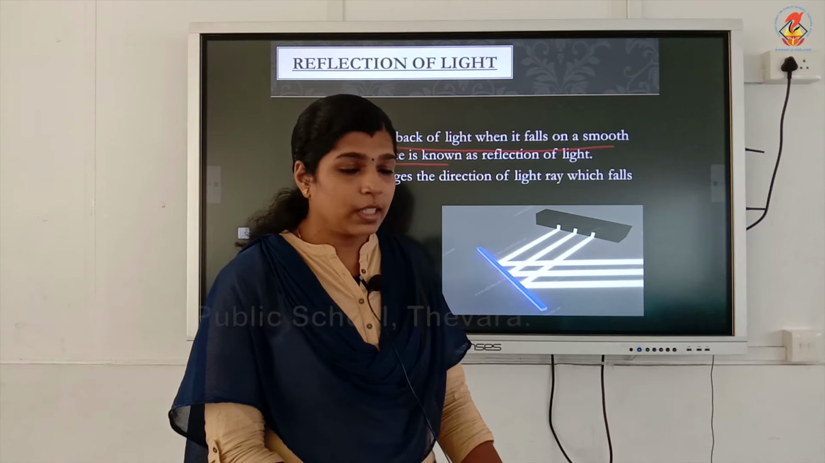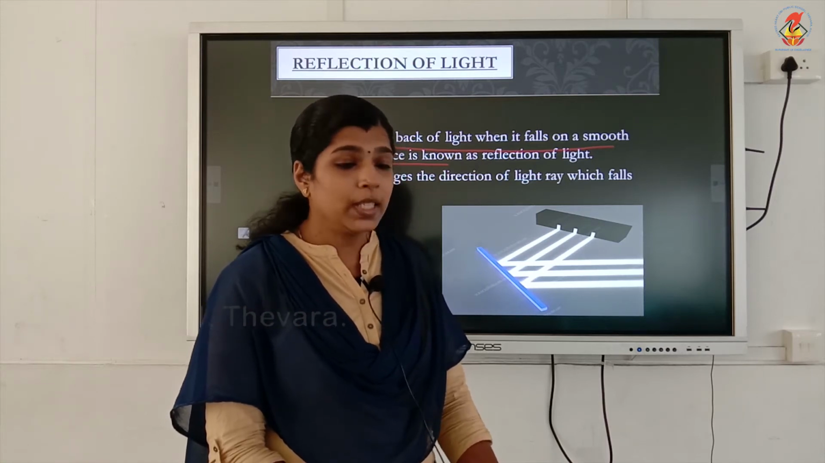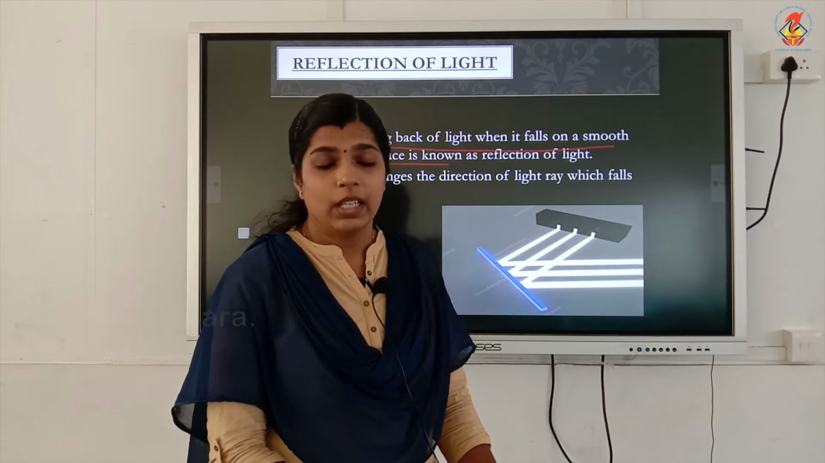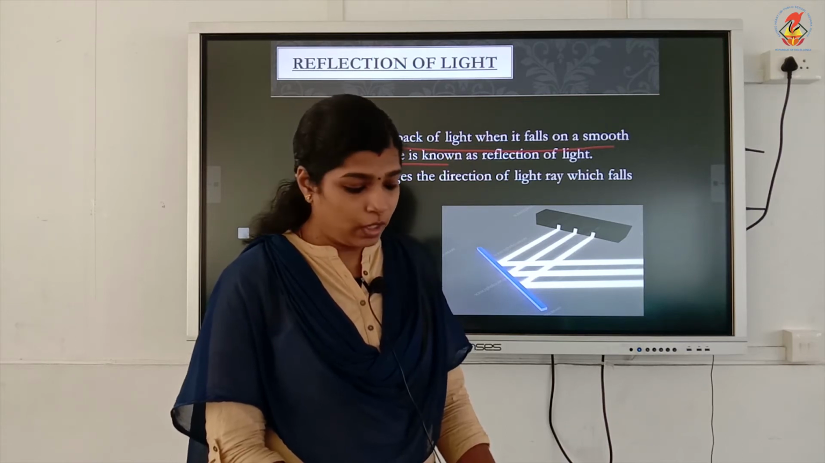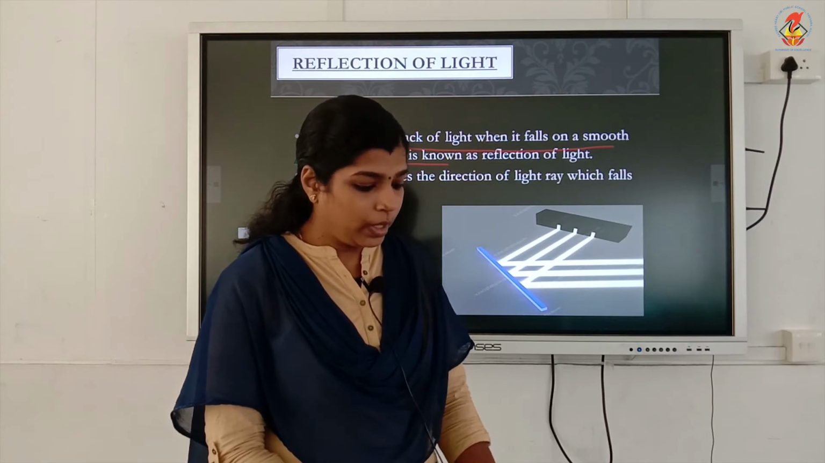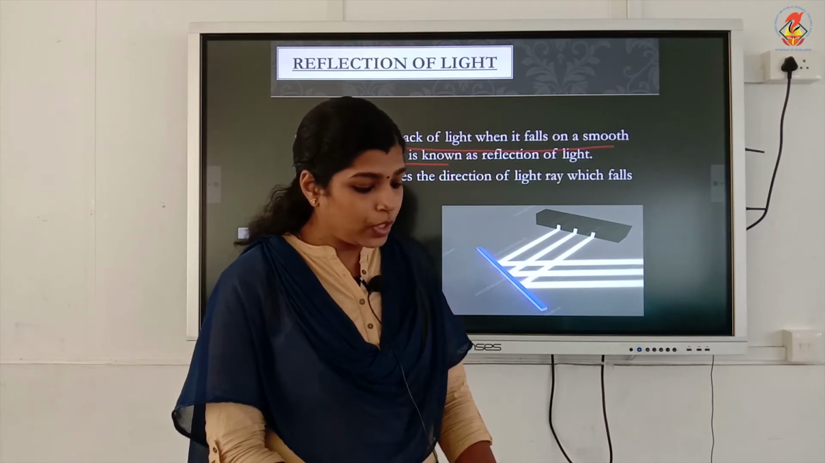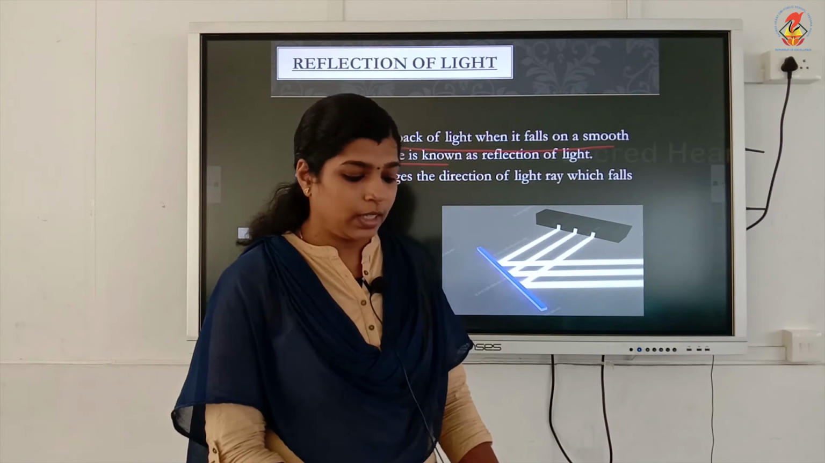Different materials reflect light to different extents. Silver is one of the best reflectors of light. We see our image in a mirror due to the reflection of light. The surface of clean water also acts as a reflecting surface.